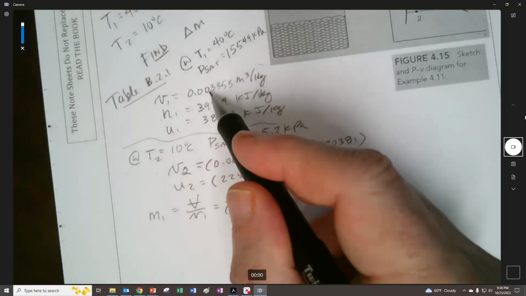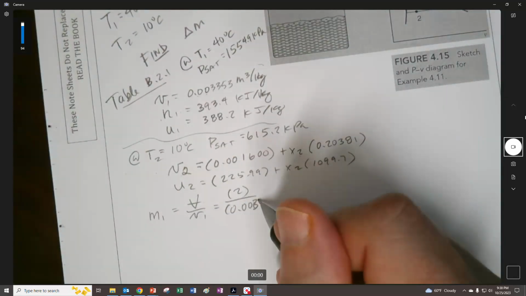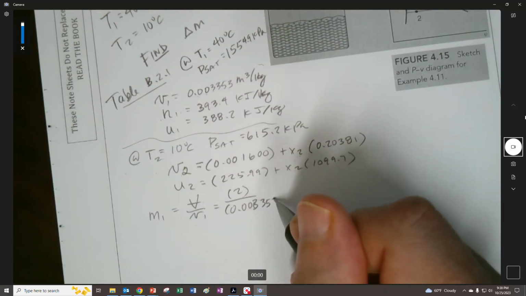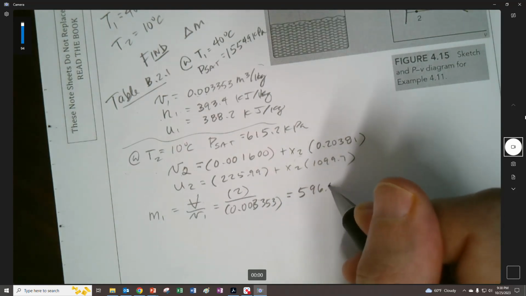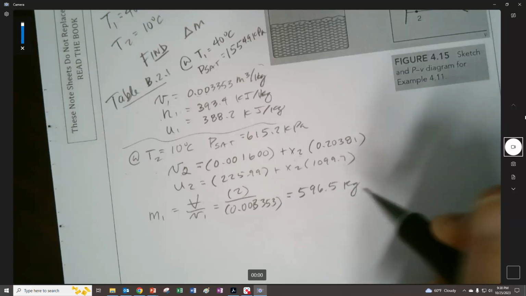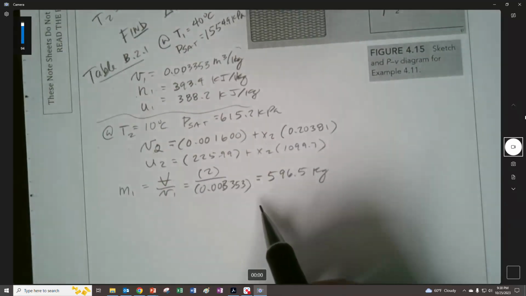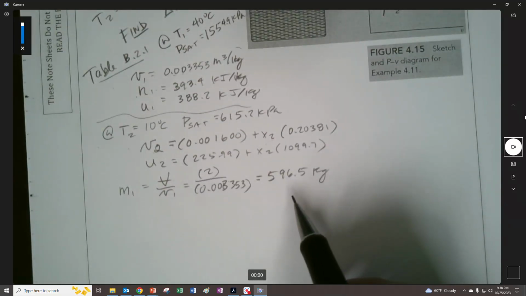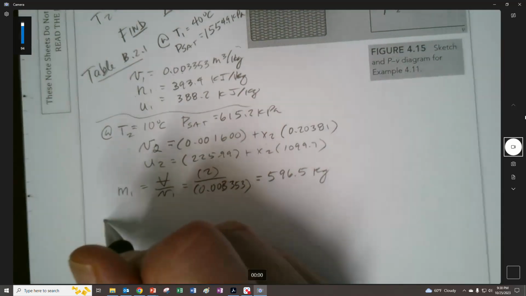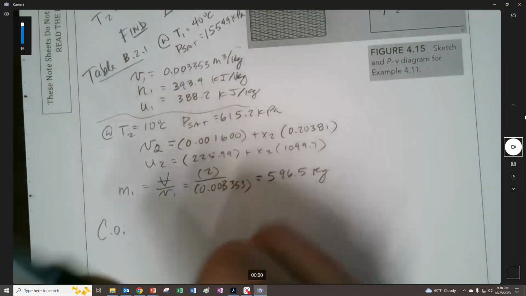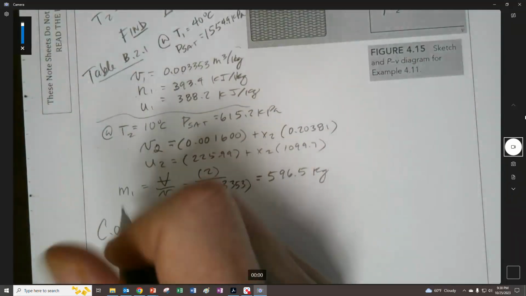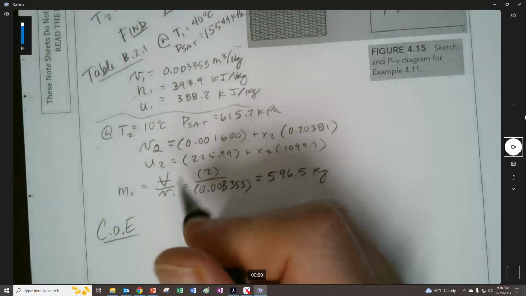Oops, trying to write only 2 zeros. 3, 3, 5, 3. All right. So you get the original mass. That's how much mass is in it to start with. Let's write down the conservation of energy. We are still accounting for the energy, right?